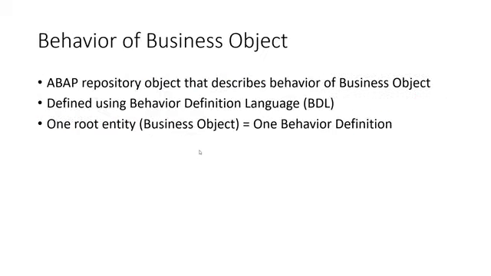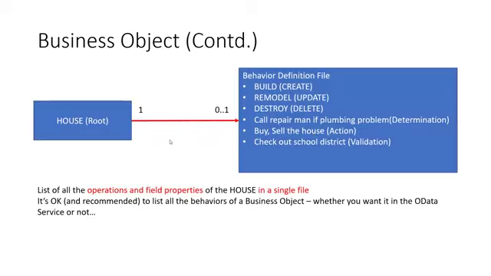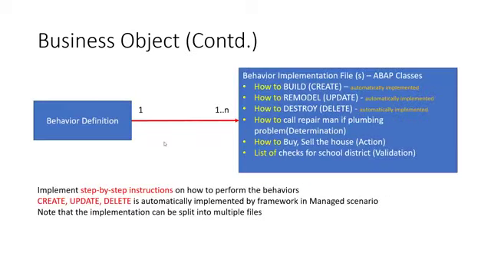Now if I go back here, I had mentioned that one root entity, the business object, in our case UX team, has one behavior definition file. But when we have to implement it, we can implement it in multiple files. So if you want to buy the house, sell the house, you can implement that part of the logic in a different file if you want. But in our case, since it's a very simple use case, we will implement all of these functionalities in the same file.